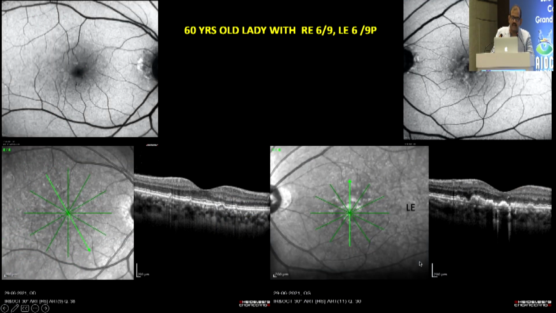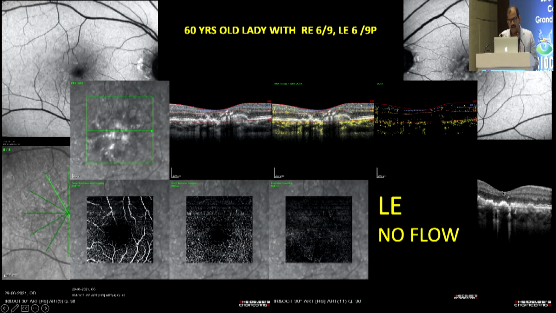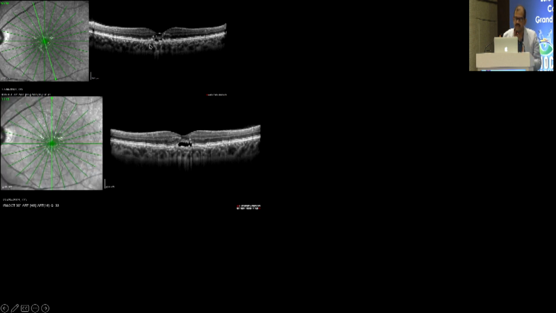So this is another interesting patient. This was a 60 year old lady with 6/9 partial vision in both eyes, with some drusenoid type changes in the outer retina. On OCT angiography and OCT, you can see some drusenoid PEDs, but no flow was detected in this patient. This patient developed some hyporeflective spaces, and it looked like a serous detachment, some fluid within the retinal layers.